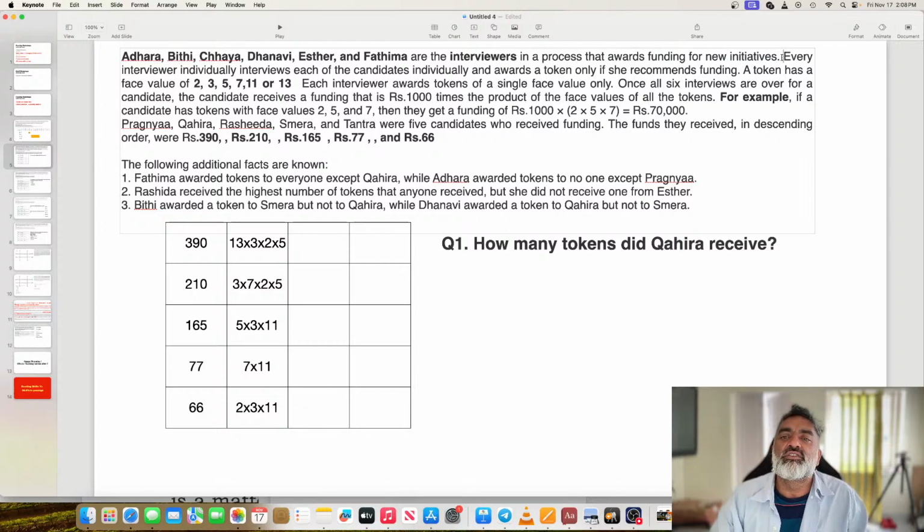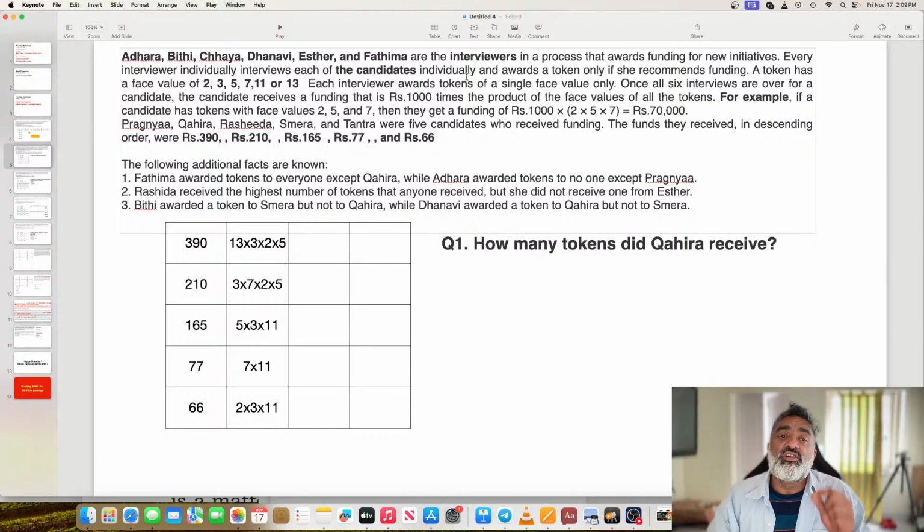There are six interviewers. Every interviewer individually interviews each of the candidates. So there are the candidates individually. So Adhara will interview all the candidates, Bithi will interview all the candidates, and so on and so forth. And again, notice what am I doing? As I read the theory, I'm trying out an example to understand it better. This is from your reading comprehension as well, right? So Adhara will interview everyone, Bithi will interview everyone, and so on and so forth. So your brain is working out the logic behind the scenes.